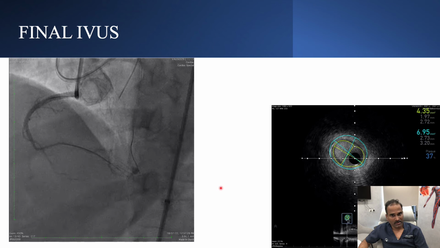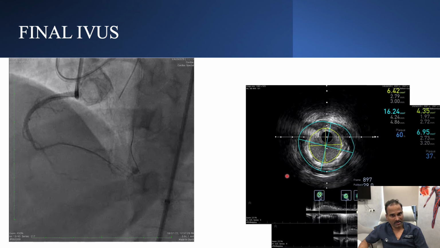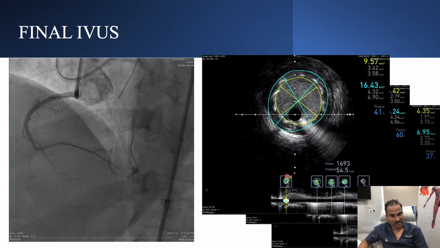You can see here, this is the distal reference, and this is the stent area in the distal stent, and this is the proximal stent area at the ostium, which is almost 9.5. So we had good stent areas all across.